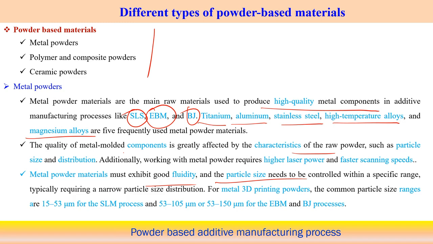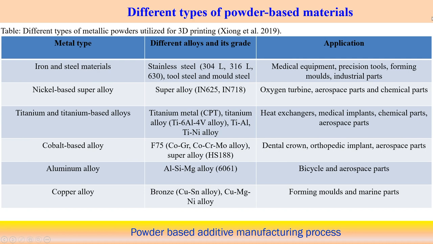For example, usually for 3D printing powders, the particle size range can be 15 to 53 micrometer for the selective laser melting process. It can be 53 to 105 micrometer or 53 to 150 micrometer for the electron beam melting operation or binder jetting processes. So we can see that different variants of powder particles are suitable for the different types of laser based additive manufacturing processes.